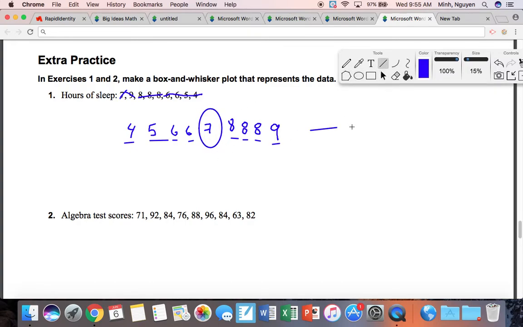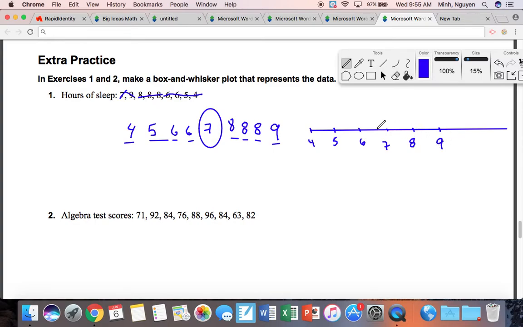So I'm going to make a box and whisker plot over here. The median is 7. This is not going to be perfect because I don't have a ruler, so bear with me. 4, 5, 6, 7, 8, 9. So this is my median.